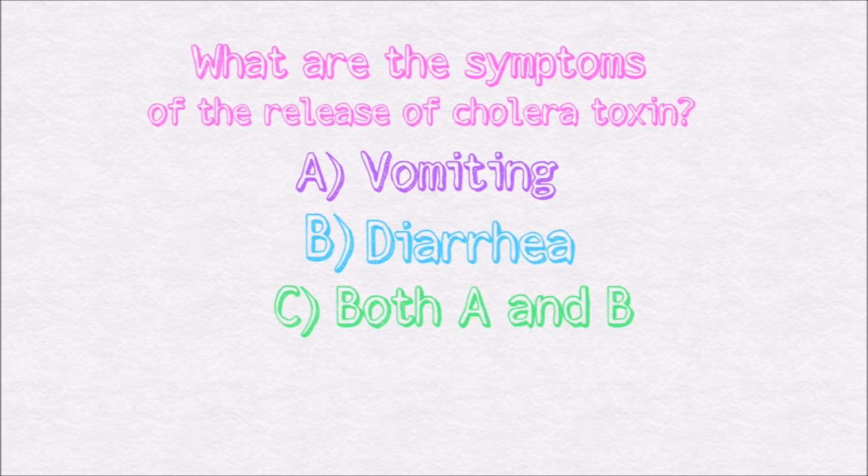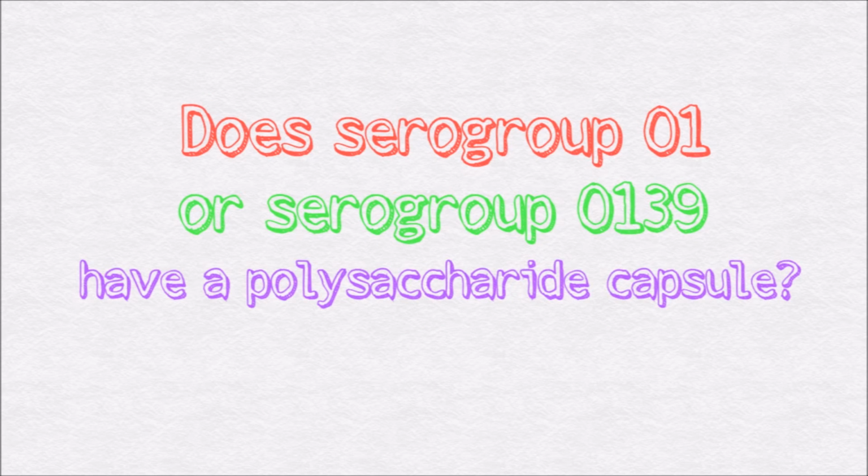What are the symptoms of the release of cholera toxin? If you said C, you are correct. It is the toxin that is responsible for the vomiting and diarrhea, not the organism. Do serogroup O1 or serogroup O139 have a polysaccharide capsule? If you said serogroup O1 does, you are wrong. Serogroup O139 contains the polysaccharide capsule, and even though these two differ in structure, they both are pathogenic.